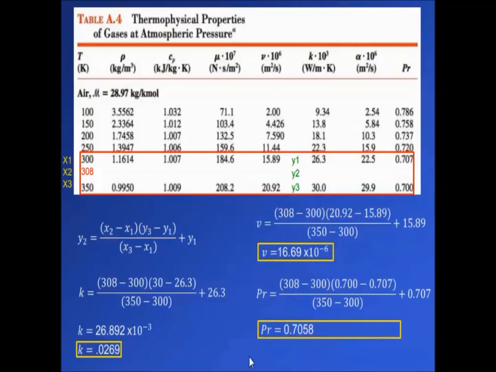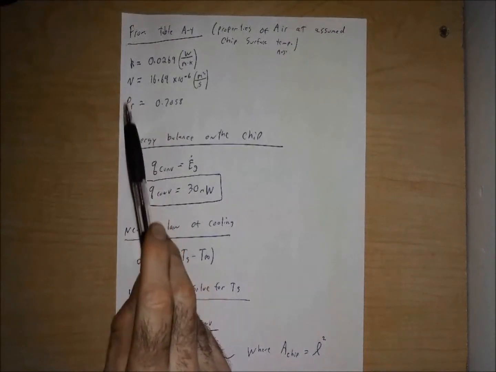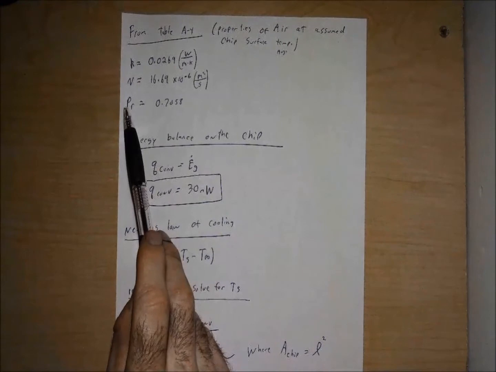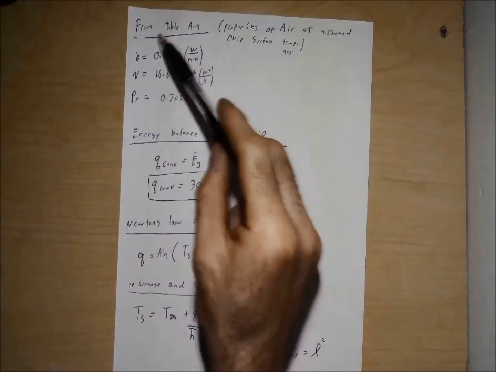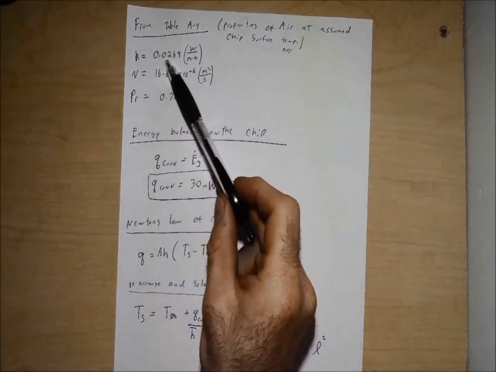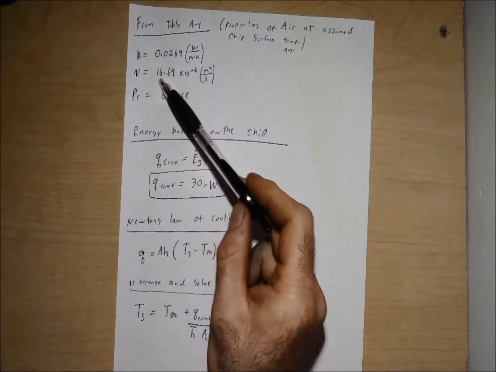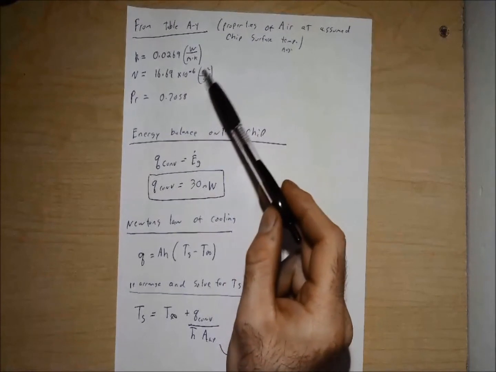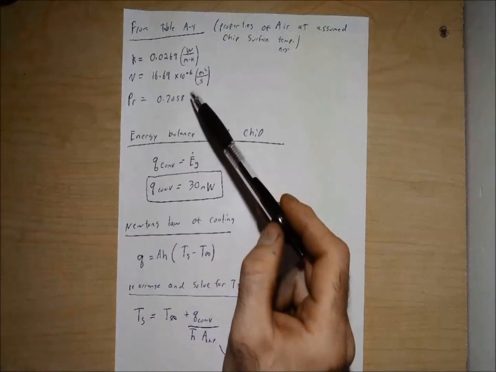So now we have all of these properties for our assumed temperature of 308 for T_s. We now have K, V, and Pr values for our air at the assumed temperature at the chip surface from table A4. Our K value is 0.0269 watts per meter-Kelvin. V is 16.69 times 10 to the negative 6 meters squared per second. And our Pr number is 0.7058.